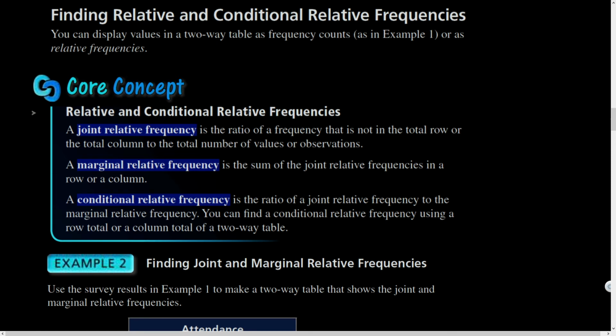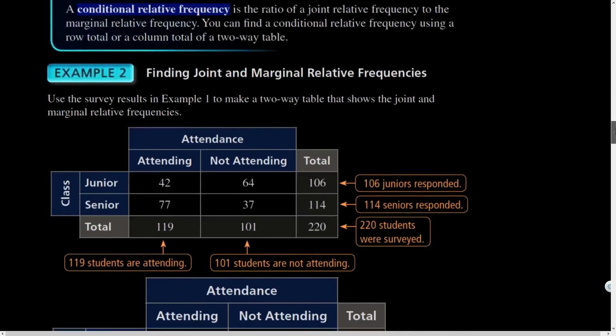So relative and conditional frequencies, and today we're going to work with, I believe, just the top two. So joint relative frequency is the ratio of a frequency that is not in the total row or the total column to the total number of values of observations. So we're going to give this a try. Don't you worry. Actually, let's do that first.